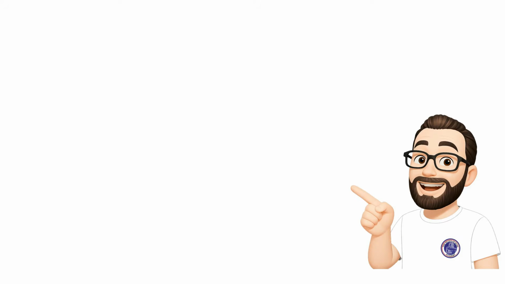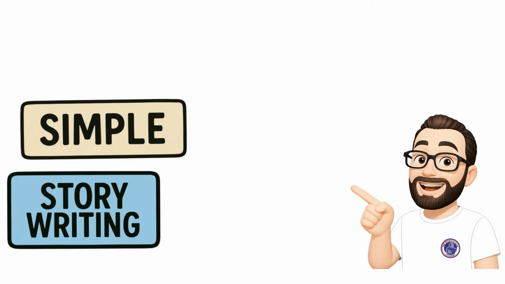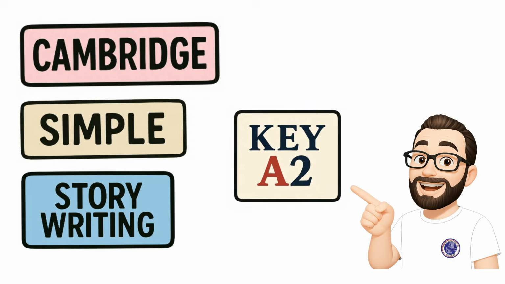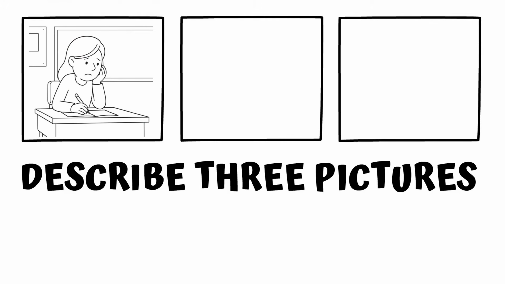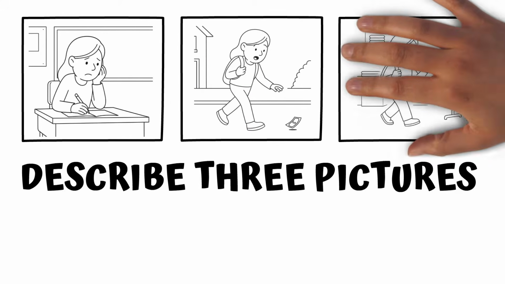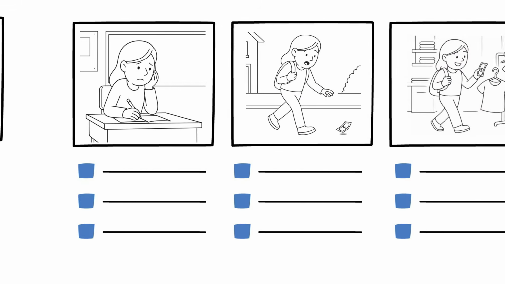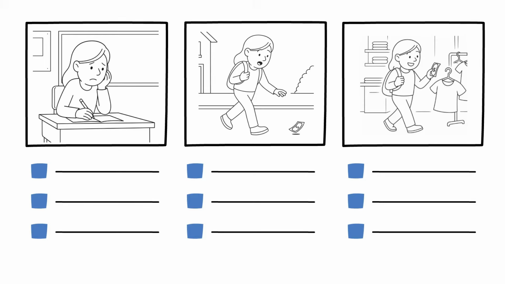Welcome to our quick and simple guide to story writing for Cambridge Key A2. In this part of the exam, you need to describe 3 pictures. When we describe the pictures, it's important to try and use story vocabulary for each picture.